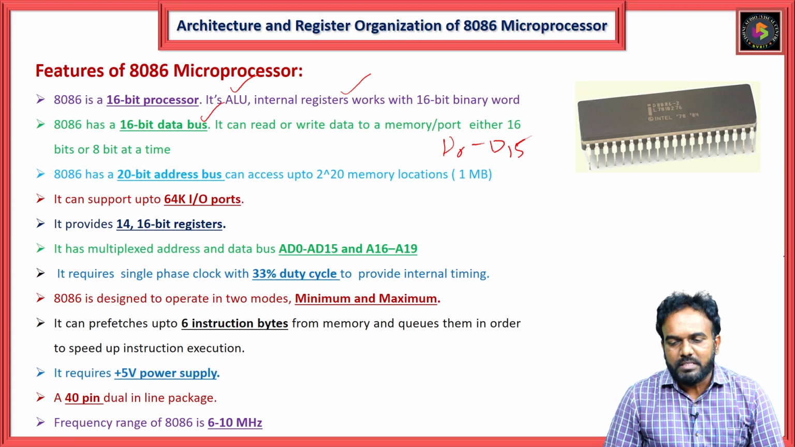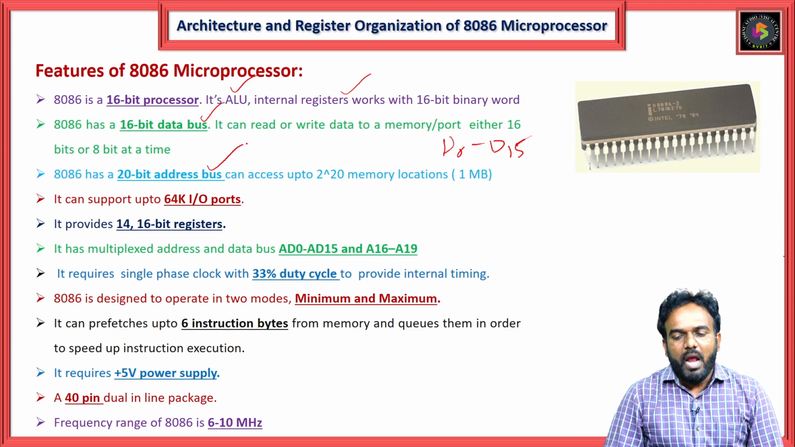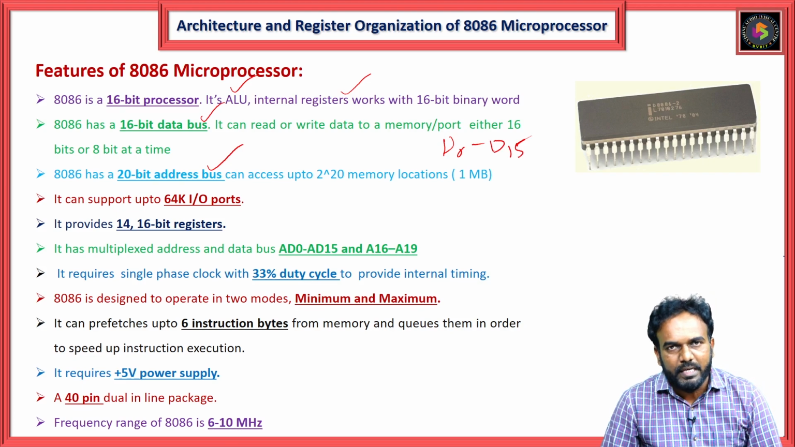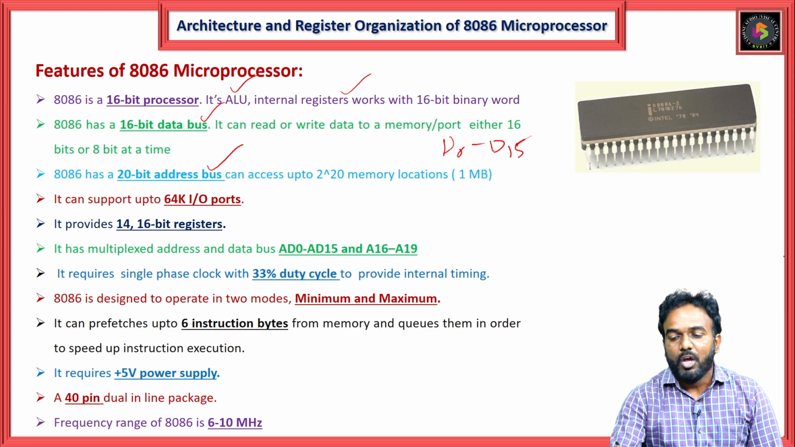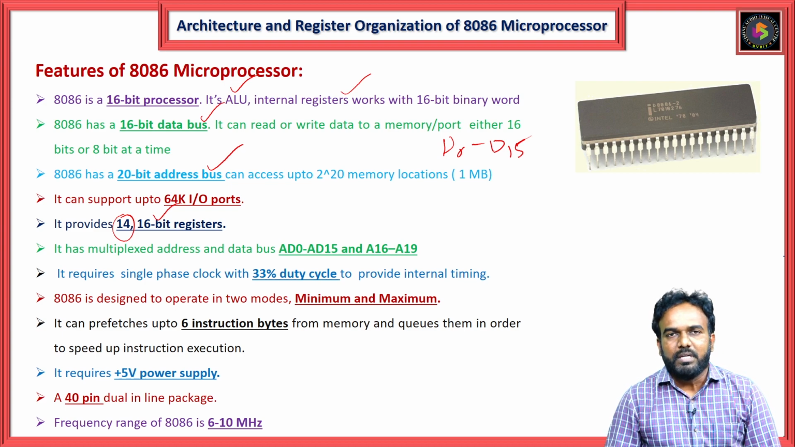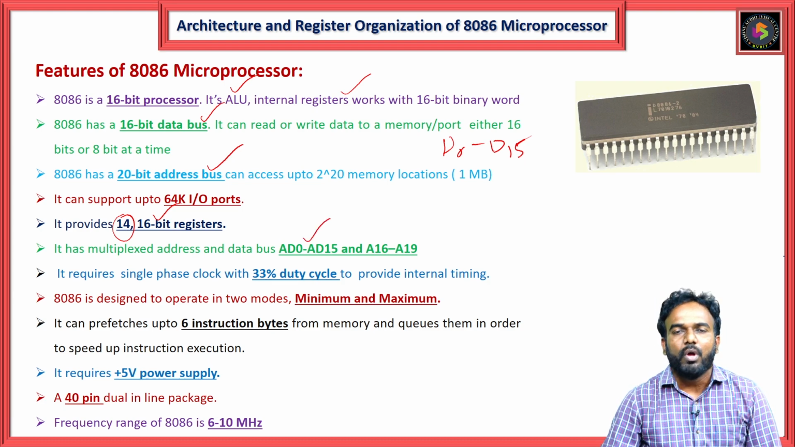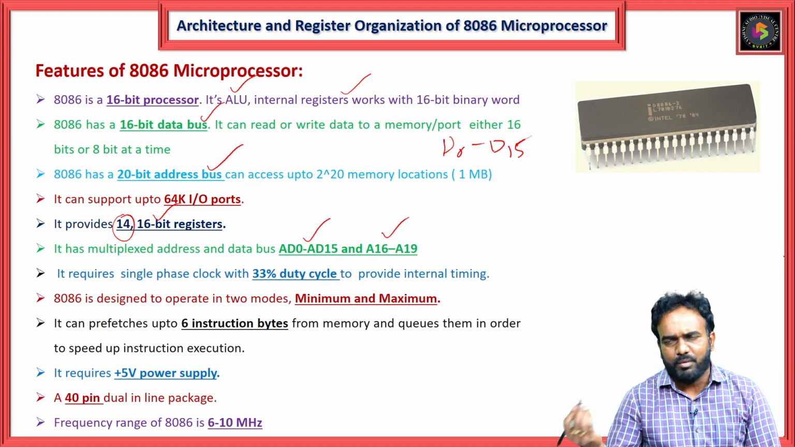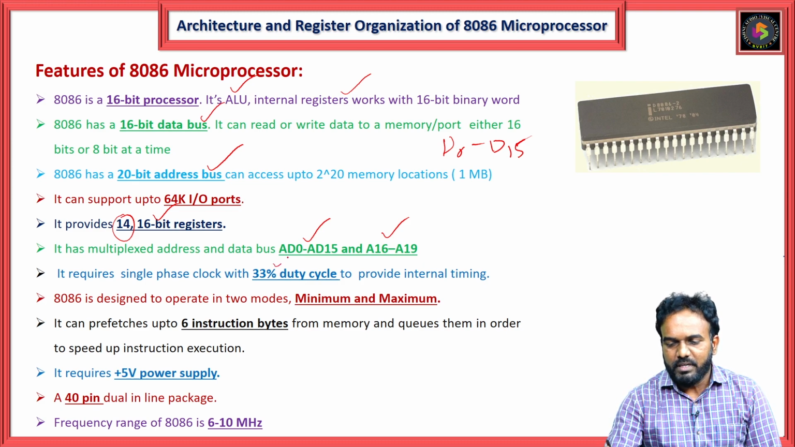Coming to the address size of the 8086 microprocessor, totally it contains a 20-bit address bus, and it can support up to 64K IO ports. And totally the 8086 microprocessor has 14 registers. Each register size is 16-bit. And in this address and data bus, some lines are multiplexed. Those lines are AD0 to AD15 and A16 to A19. Those lines are multiplexed with some other status signals. And the duty cycle of the 8086 microprocessor is 33%.